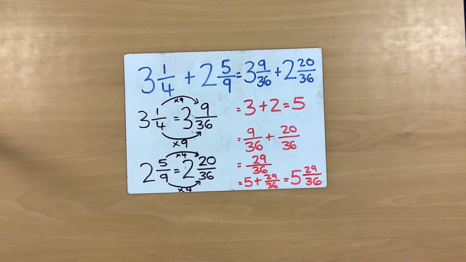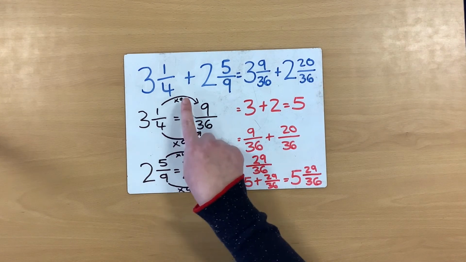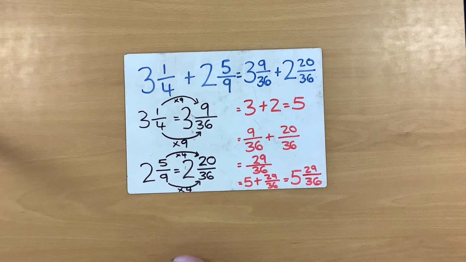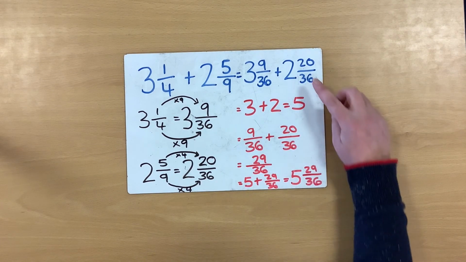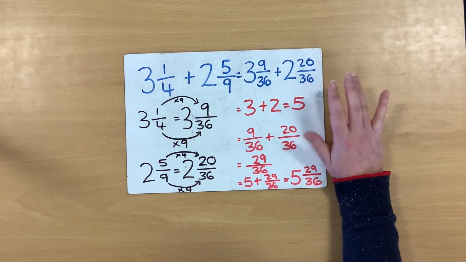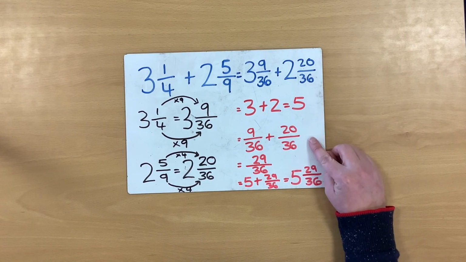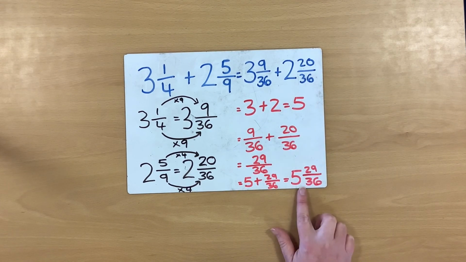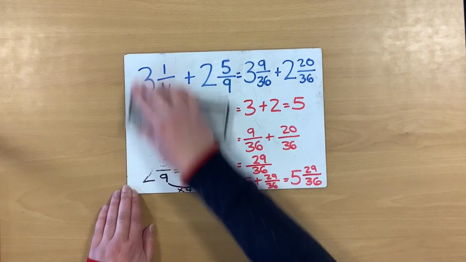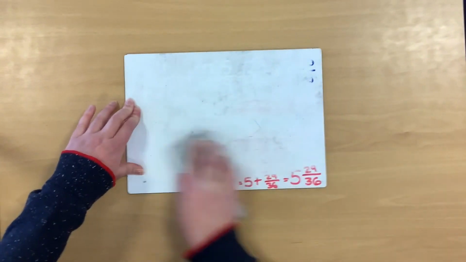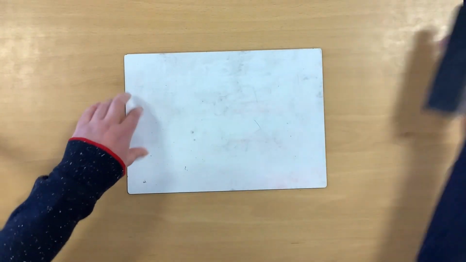Just remembering those steps. First step, make sure that both the denominators are the same by finding the lowest common multiple. Then add my wholes, so partition the mixed number into the wholes and the fraction, add them together, and then re-add them at the end and see if we can simplify. Right, let's do one more together, and then I'm going to get you to have a go.